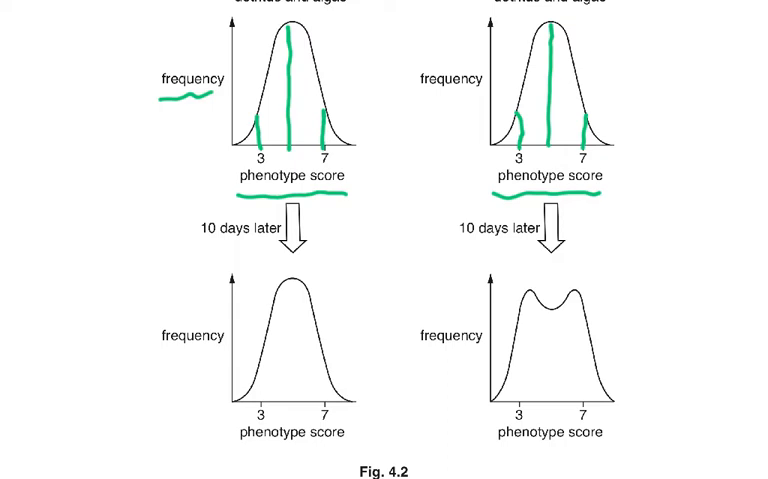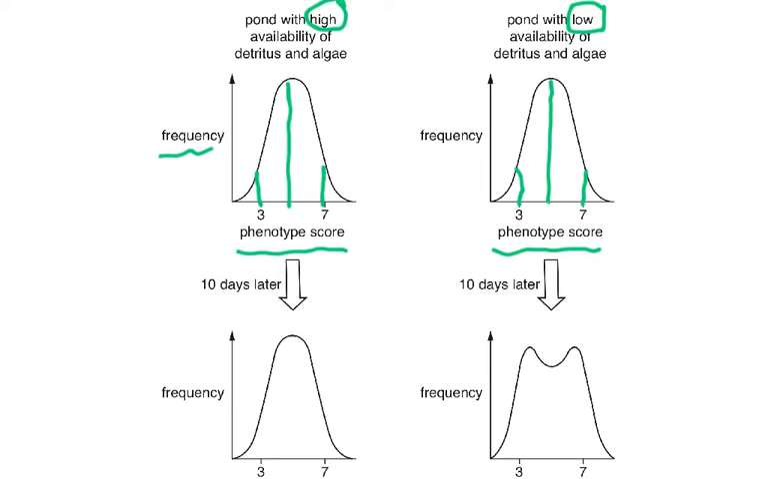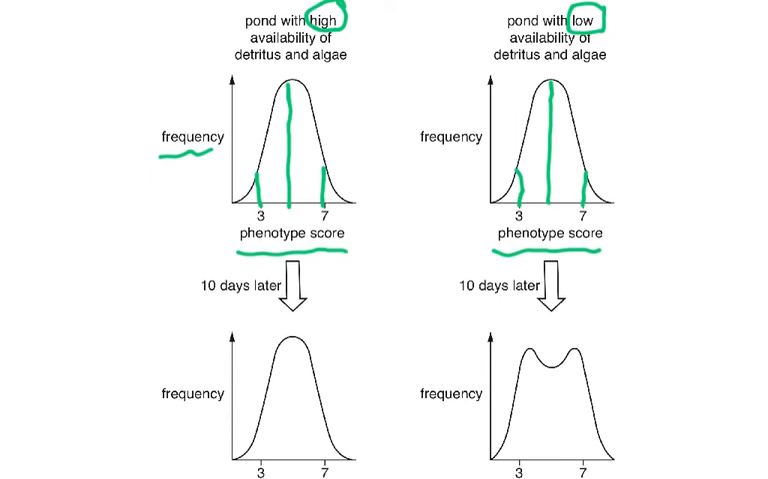In this one, the phenotype score 10 days later, in the one which had high availability, stays the same. So high availability of detritus remains the same, but in the low availability of detritus and algae, 10 days later we see it changes. You see the 3 are now more abundant and the 6 are now nearly more abundant. And the ones in between, the 5 ones, are somehow at a disadvantage because you see they have decreased.